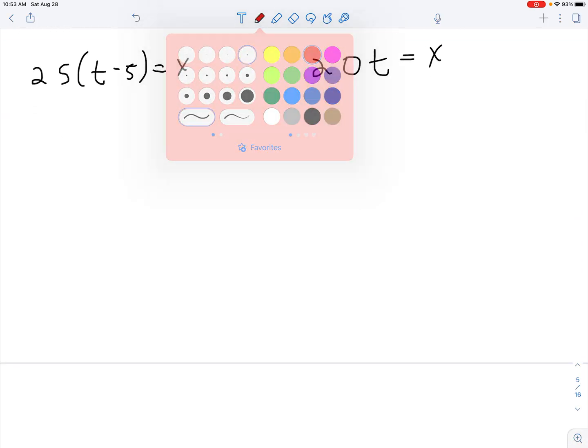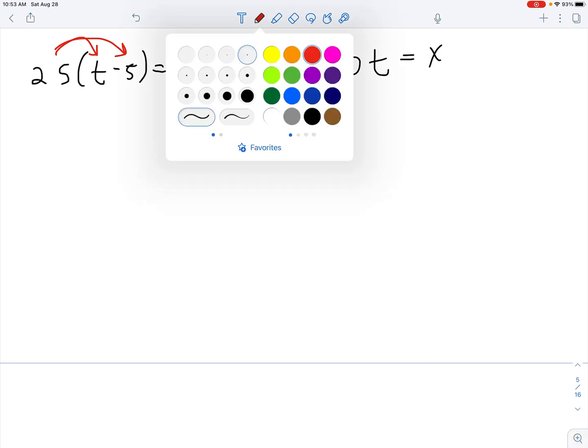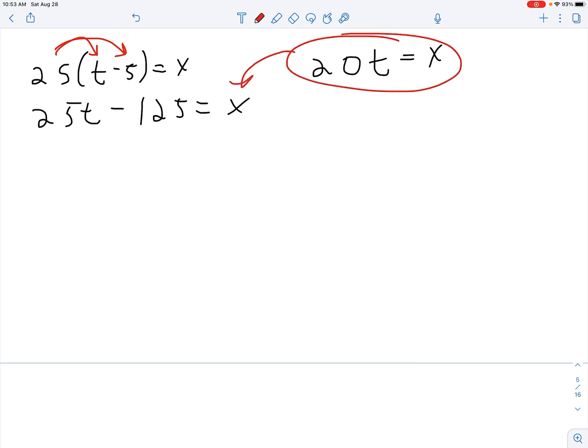Okay, I am going to distribute. Okay, so I'm going to get 25t minus 25 times 5, which is 125 equals x. And I already know what x is. x is right here. So this time I'm going to plug in this way. You could plug the other way in. It doesn't really matter. You'll get the same answer either way. If you want to plug this one in over here, that totally works. Like I said, it doesn't matter. I usually leave the long one where it's at, and I plug the shorter one in, just because it makes it easier.